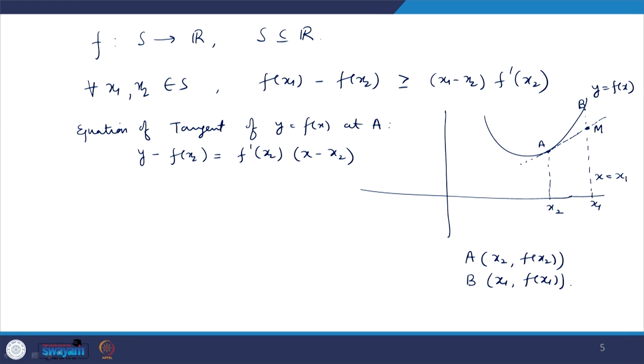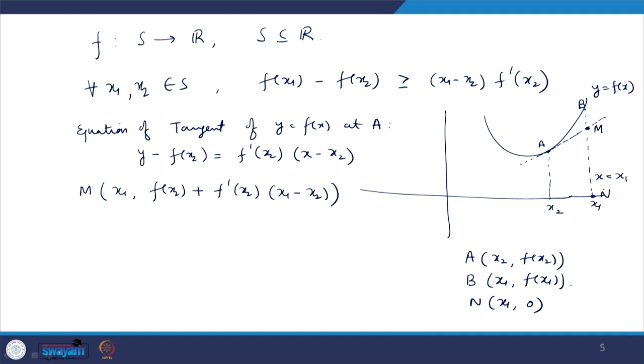The intersection of these two lines gives this point M. So, the point M will have x equal to x1, and what will be the y of point M? For point M, you simply substitute x equal to x1 and find y. So, this is f(x2) plus f'(x2)(x1 minus x2). Okay, so we got this point. Now, suppose this point is N, where N is (x1, 0).